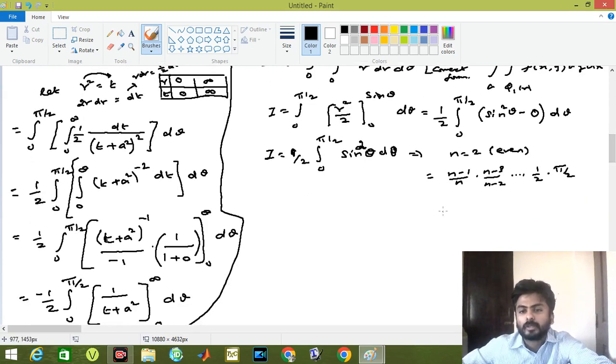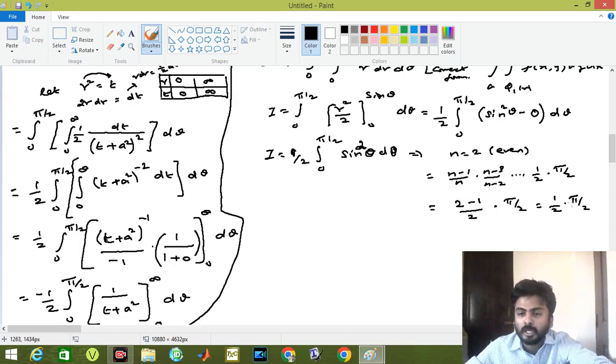So here, with n equal to 2, you have 2 minus 1 by 2. Negative terms will not come. When you substitute n equal to 2, from this side you will have negative terms, so there is no need to substitute that. So 2 minus 1 is 1, so it is 1 by 2 into pi by 2.